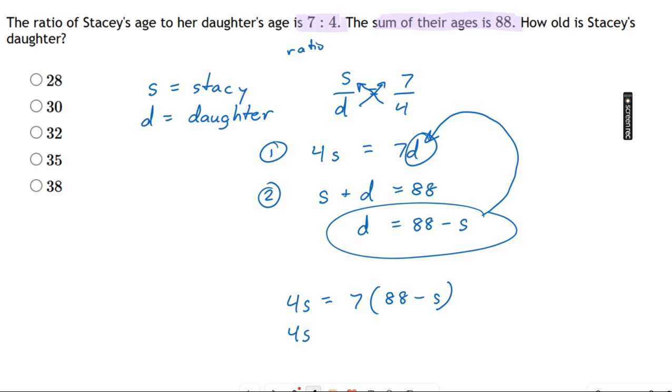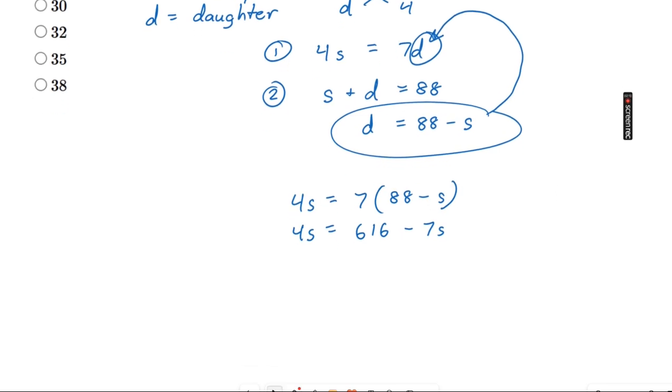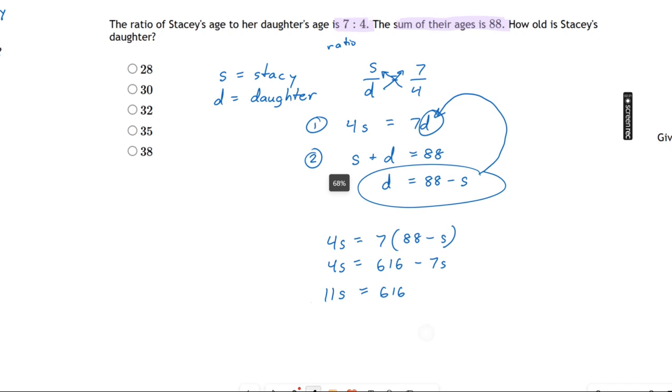Okay, and if we do a little algebra, that's going to be 7 times 88, which is 616, it's kind of big, minus 7S. A little more algebra. So I'm going to add 7S to both sides. Get 11S equals 616. And now I'm going to divide, and I get this. Stacy is 56 years old.